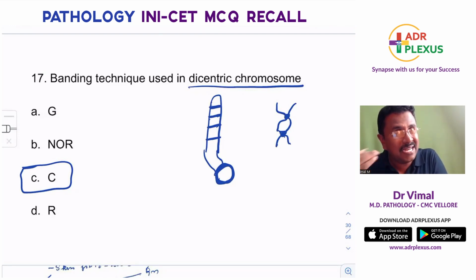So for studying the centromere in the case of dicentric chromosomes, we prefer to use the C banding technique. C banding is preferred over Giemsa banding because C banding is specific for staining this region. G banding is an overall staining. If the examiner had directly asked what is the commonest banding, you could have chosen G banding, but he has specifically asked about the dicentric chromosome. That means he wanted to highlight the centromere. So the banding which should be used here is C banding.